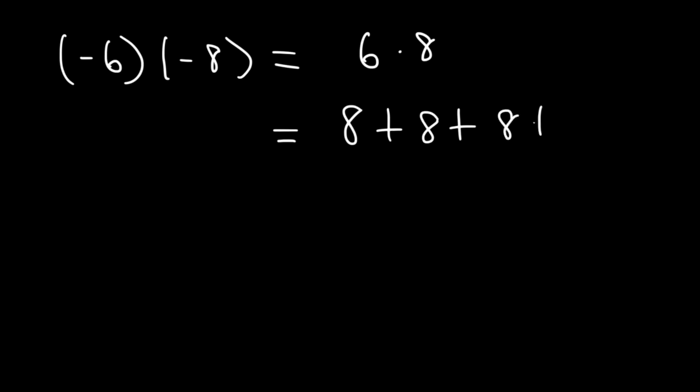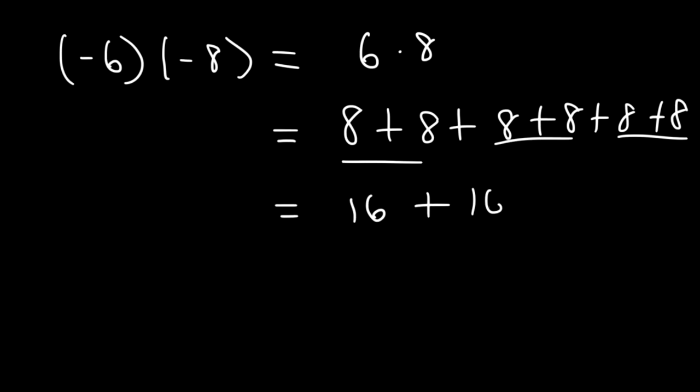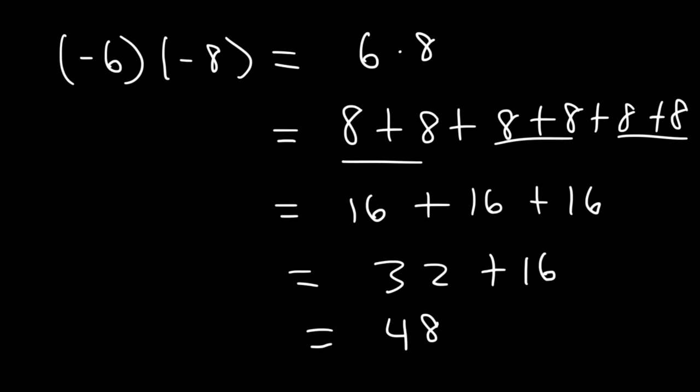Try this one. What is negative 6 multiplied by negative 8? When you multiply two negative numbers, you're going to get a positive result. So this is equivalent to multiplying 6 times 8. So I'm going to add 8 six times instead of adding 6 eight times. Now adding two 8s will give me 16. So I have 16 plus 16 plus 16. And 16 plus 16 is 32, and 32 plus 16 is 48. So therefore, negative 6 times negative 8 is equal to positive 48.